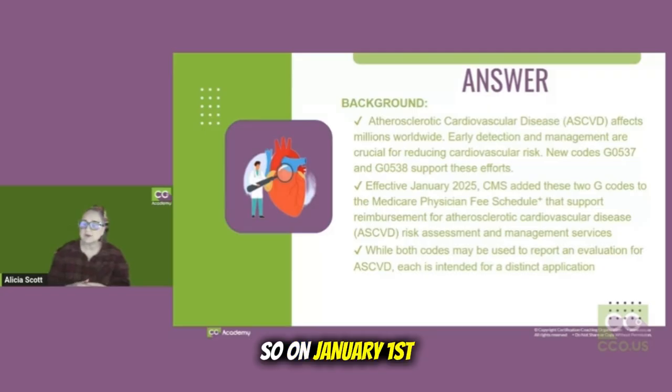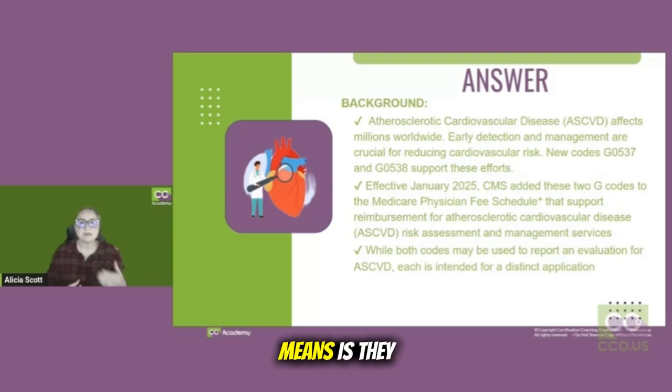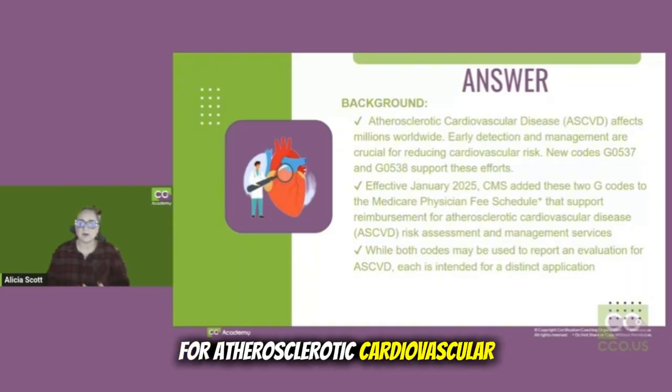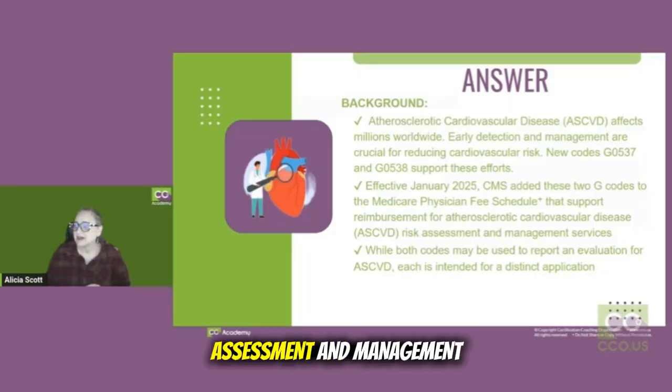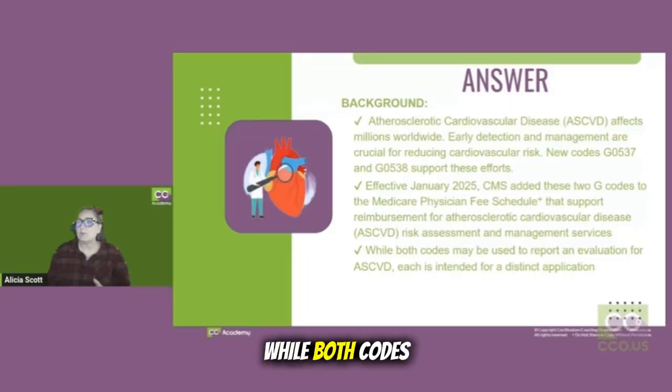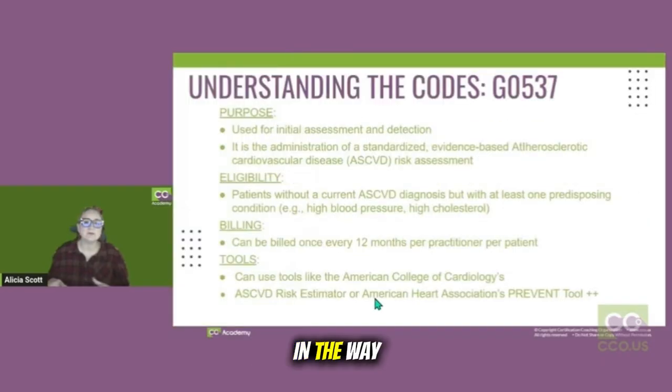So on January 1st for 2025, CMS added these two new G codes to the Medicare physician fee schedule. So what that means is they allowed it to be reimbursed. And that supports the reimbursement for atherosclerotic cardiovascular disease risk assessment and management services. While both codes may be used to report an evaluation of the ASCVD, each is intended for a distinct application. And that's what I'm going to explain to you right now, because they are not the same. They are different in the way that we use them.